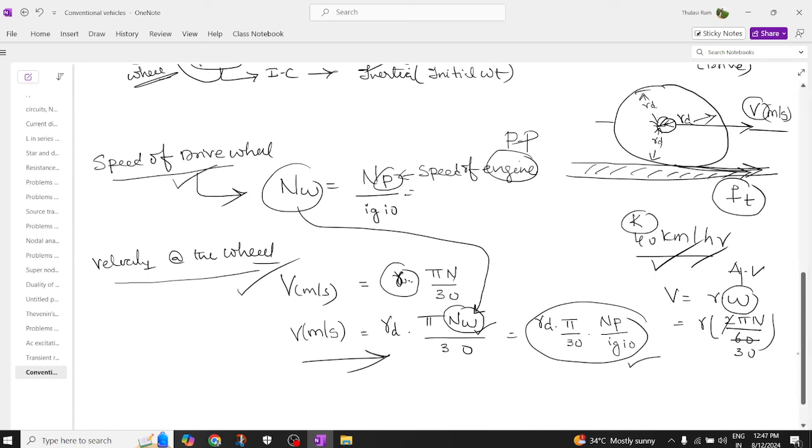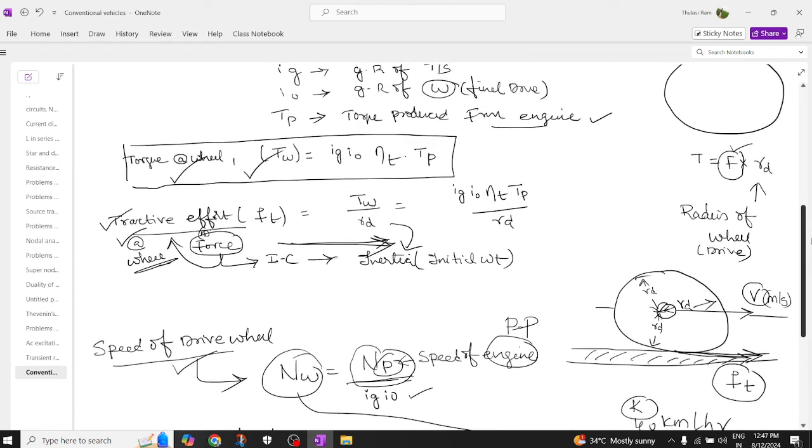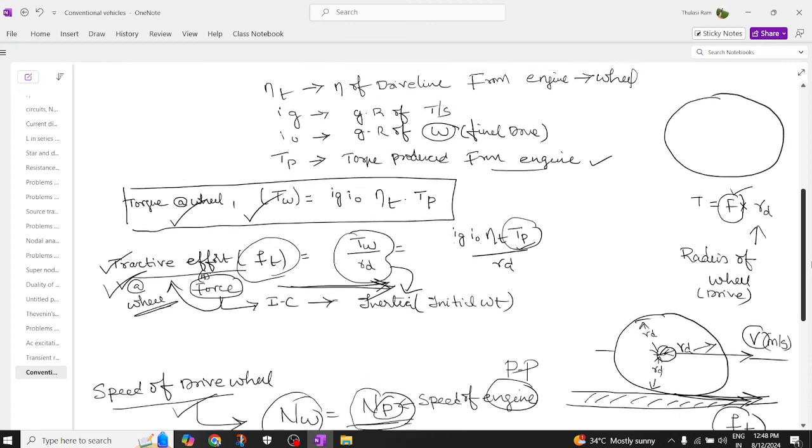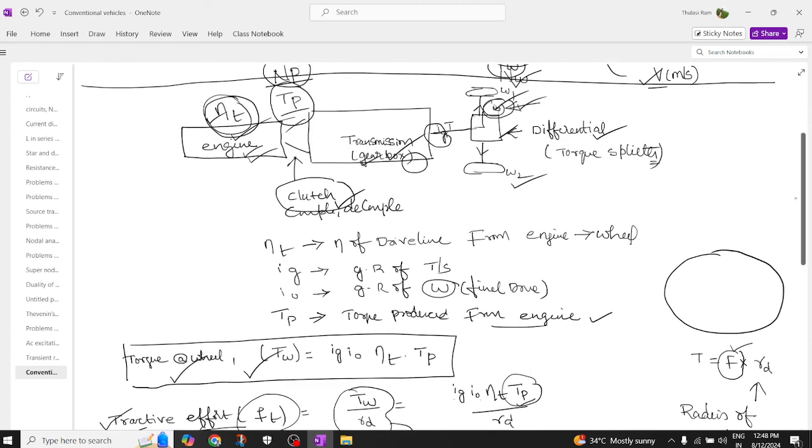And what is the speed of the wheel? The speed of the wheel is equal to the speed of the engine divided by Ig I naught, which is the second derivation. And coming to the third, what we require is the tractive force developed by the wheel. The tractive force is nothing but torque divided by the radius of the wheel. The torque is Ig, I naught into the efficiency of the plant from the engine to the wheel and the torque of the power plant, which is the torque developed at the power plant.